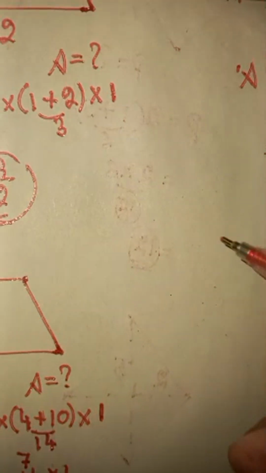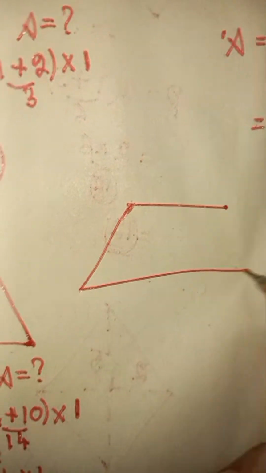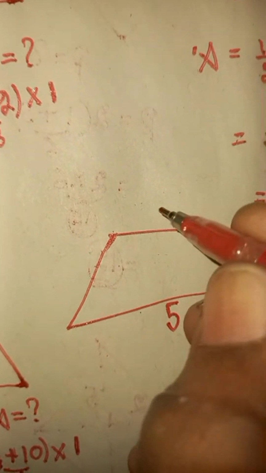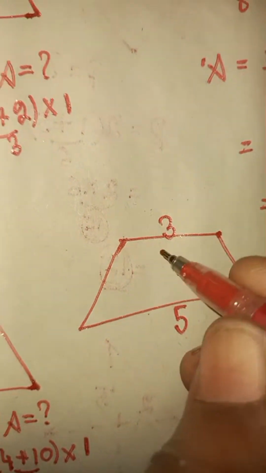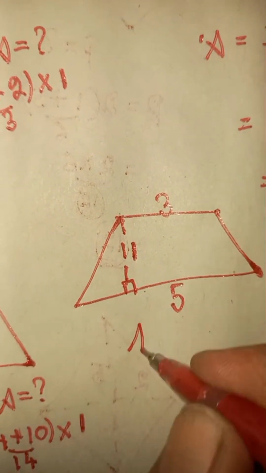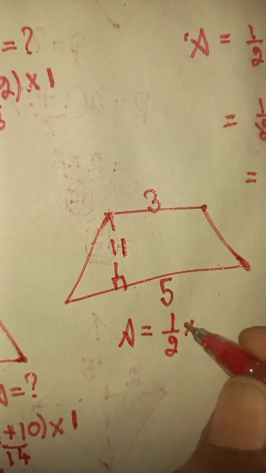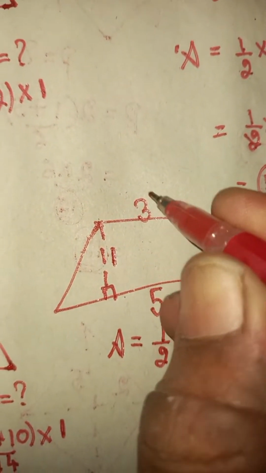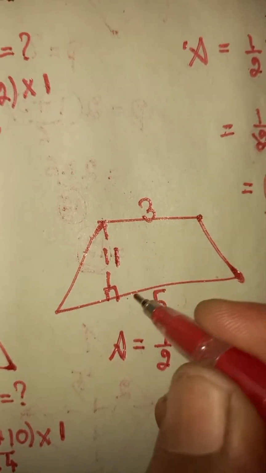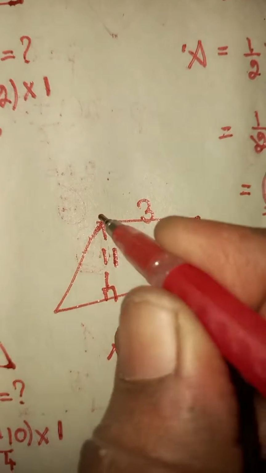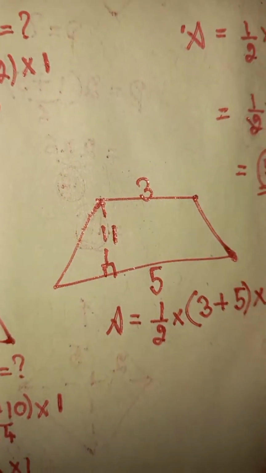Now let's take one more trapezium. In this trapezium, they are giving the base length as 5 units, the above parallel side as 3 units, and the perpendicular height as 1 unit. Area becomes half times the sum of these two parallel sides, that is 3 units plus 5 units, times the perpendicular height, which is 1 unit.